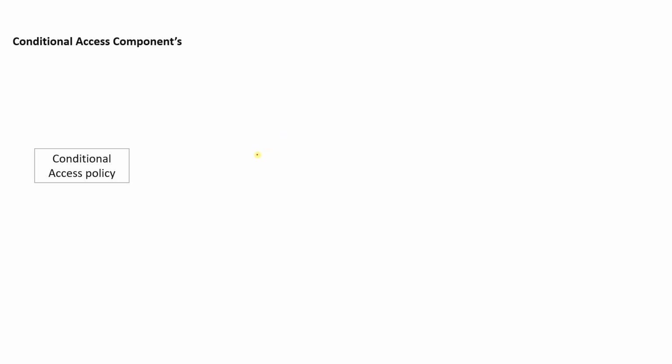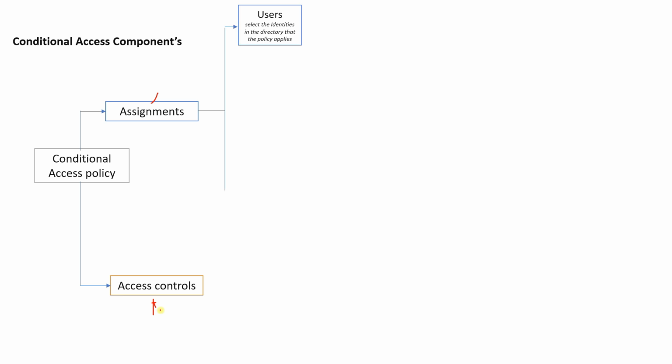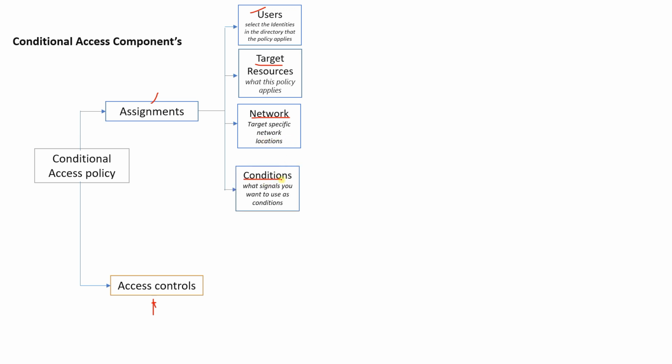Here you can see the Conditional Access policy. After that you can see it is divided into assignment sections and access control sections. The assignment sections include users: select the identities in the directory that the policy will be applied to. Next one, targeted resources: what the policy will be applied to. Next one, network: target specific network locations. Next one, conditions.